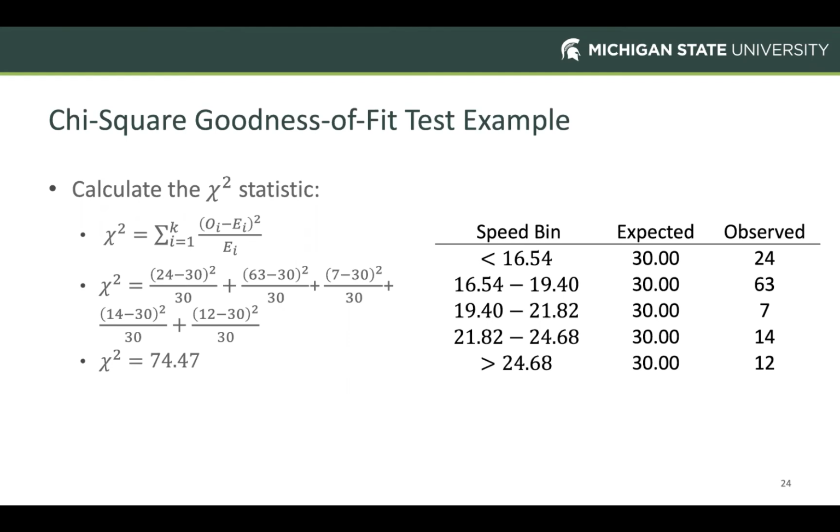74.47, and then we want to compare that to the upper tail of our critical chi-squared distribution.